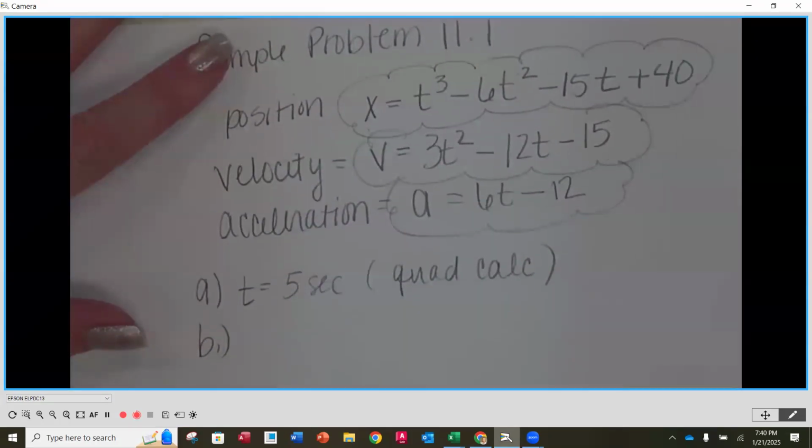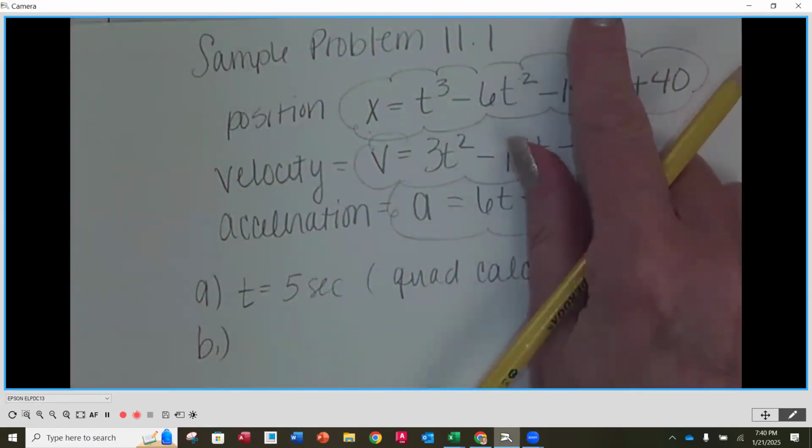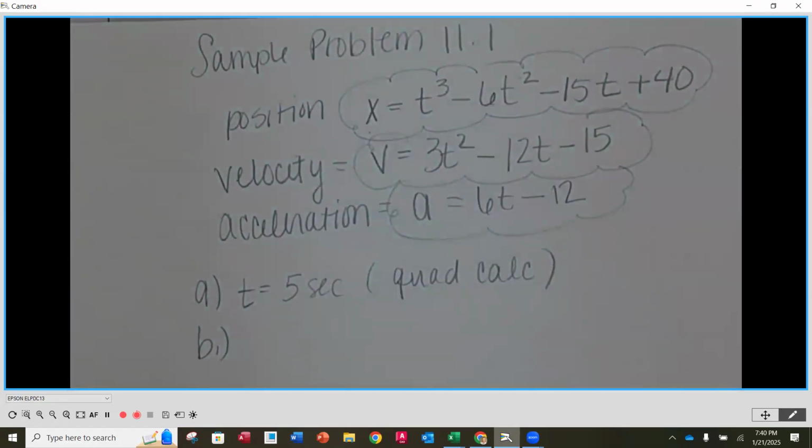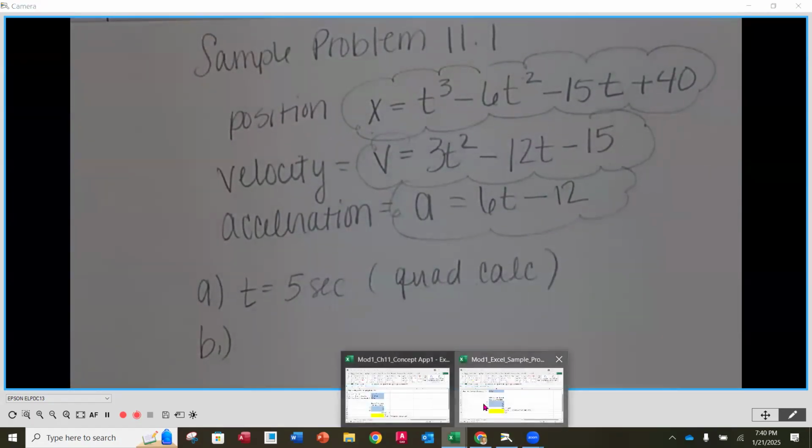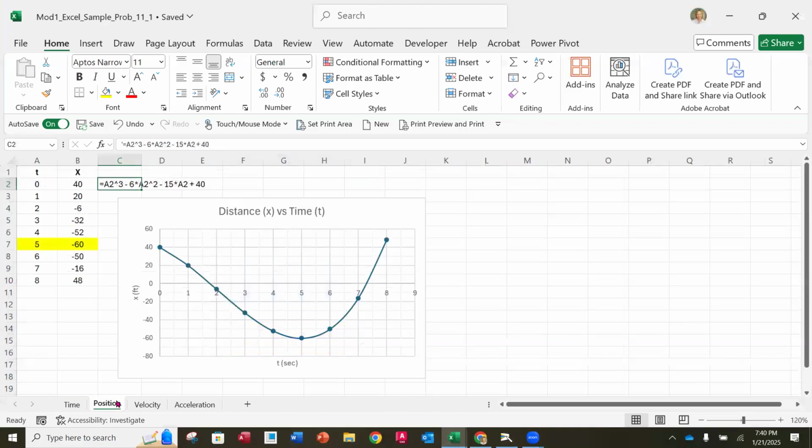So then B for this problem says, what is the position and the distance traveled by the particle at that time? Okay. So if we know that this time was 5 seconds, now what we need to do is find its position and the distance traveled. So if we go back to the Excel spreadsheet and go to the position tab where we created this, at the time 5, our position is -60. Okay. Our position equals -60. Or you could say X is equal to -60.